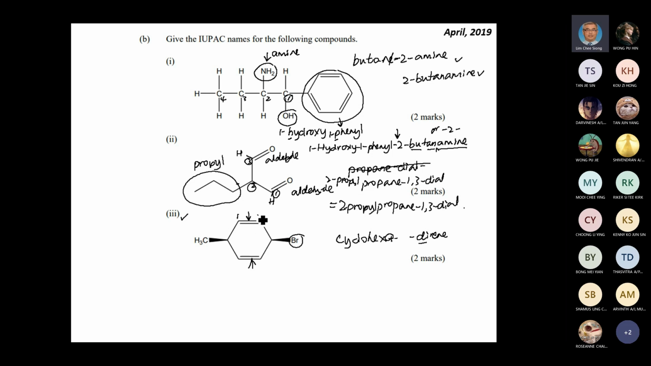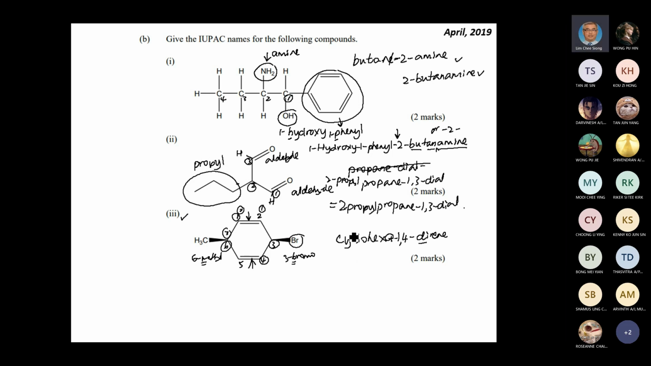So we got 1, 2, 3, 4, and 5, 6 here. Reversely, 1, 2, and 3. So you can see both sides will be considered the same. Carbon number 1 and carbon number 4 attached with diene. So 1,4-diene. Okay, carbon number 3 and carbon number 6, we got bromo, we got methyl group. So 3 with the bromo, 6 with the methyl group.